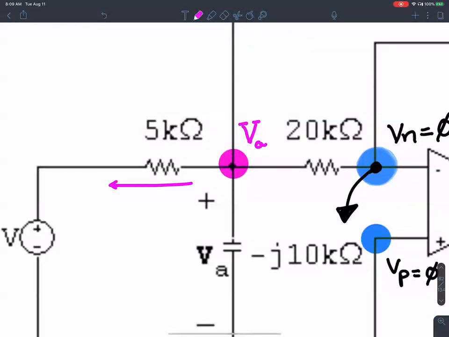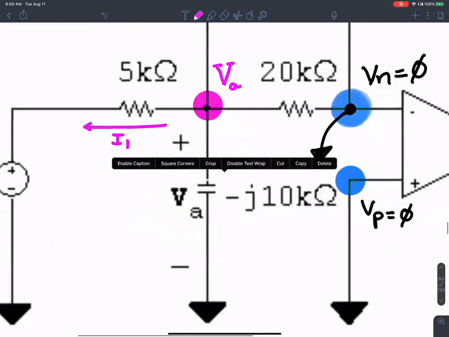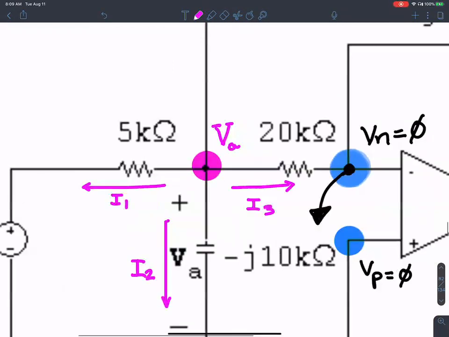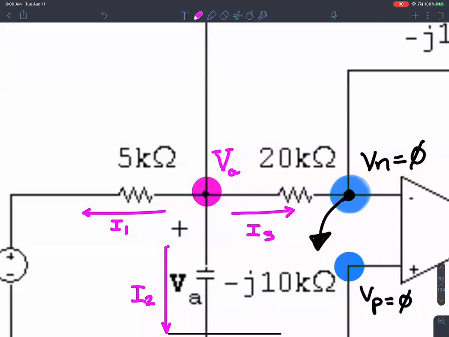There is one current, I'll call it simply as I1, going west. There's another current, this guy, I2, going south. And then of course there is I3, going east. And then you can call this guy I4. The current going north is I4.